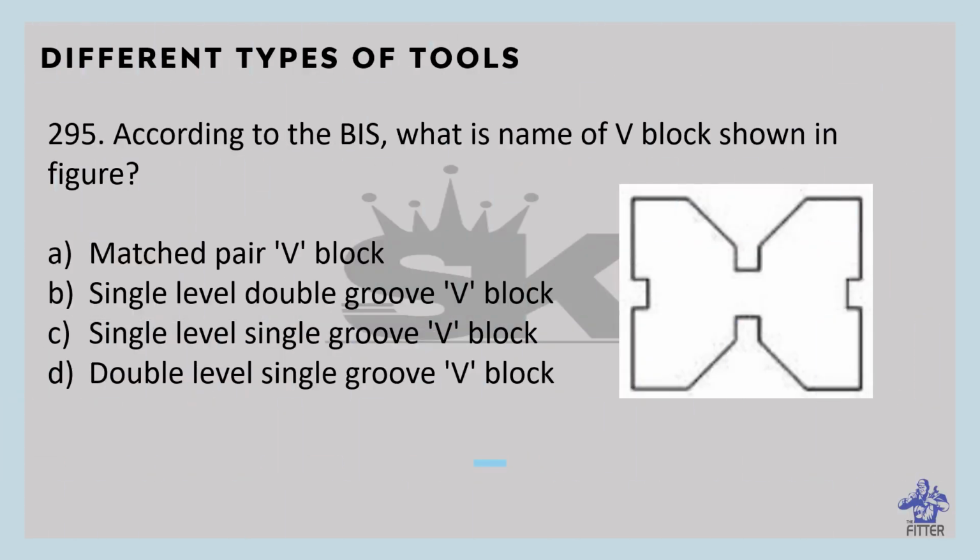According to BIS, what is the name of the V block shown in the figure? That is double level single groove V blocks. You can see there are two levels here, so that is double level and single groove. So option D.